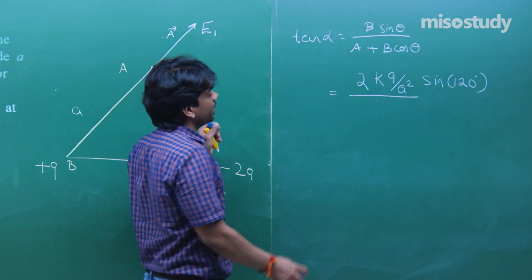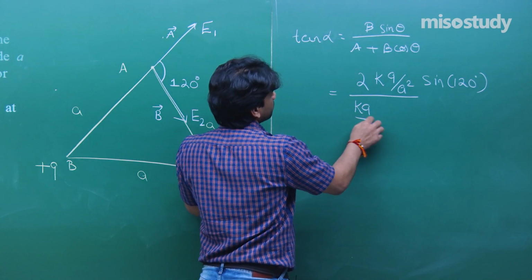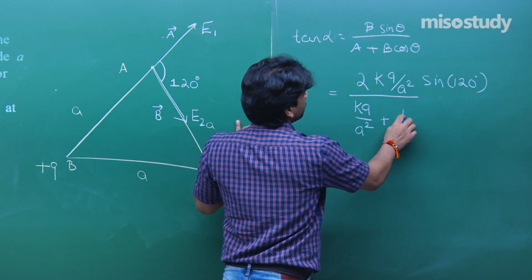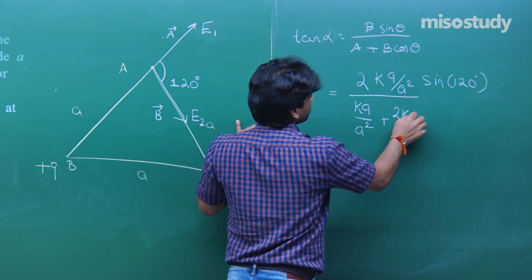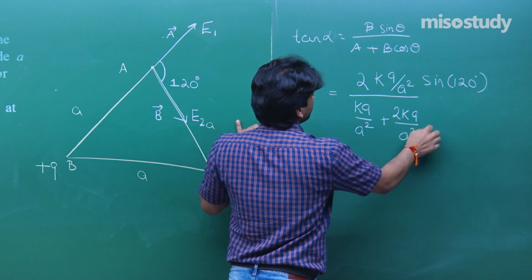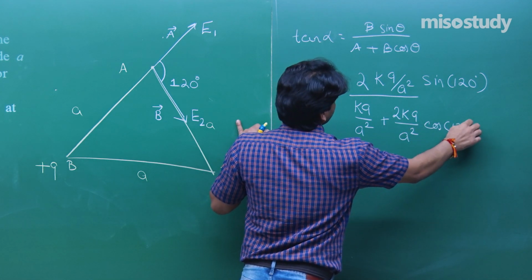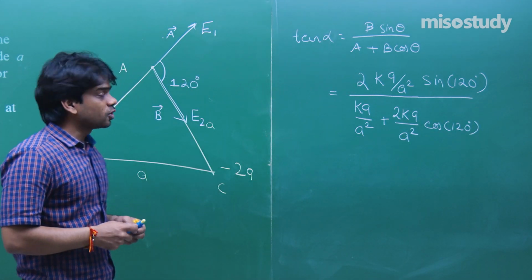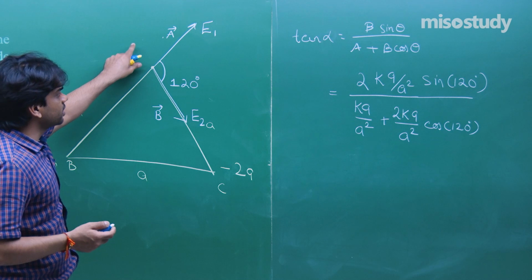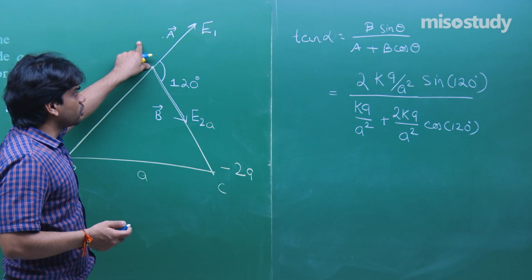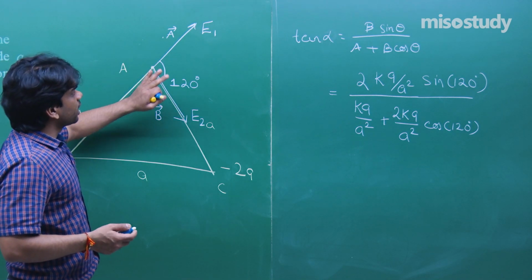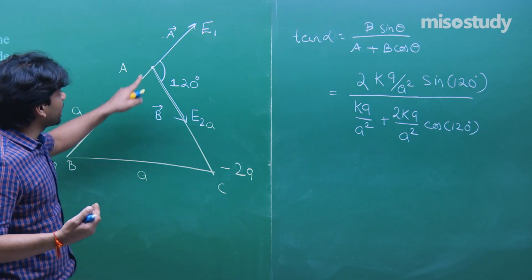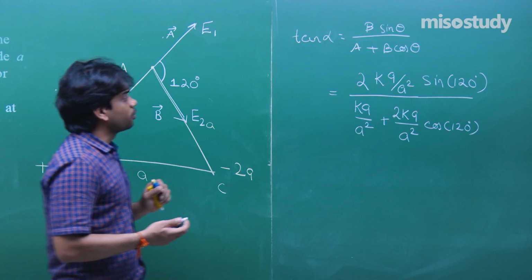A is kq by a square plus B cos theta. B sin theta upon A plus B cos theta. What we have done? B sin theta upon A plus B cos theta. So we got this, and B we have taken this vector. So the angle which we will be getting is with respect to this vector A. So let me put in all the values.